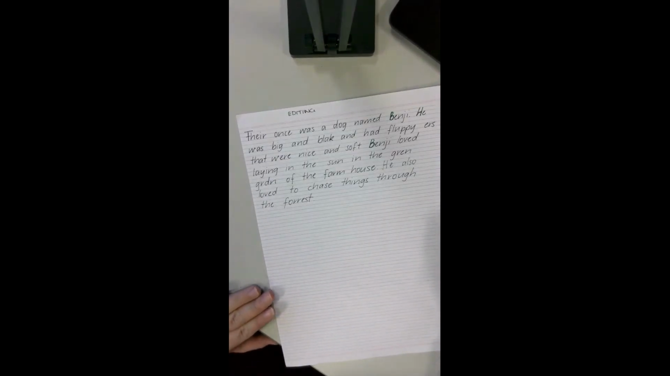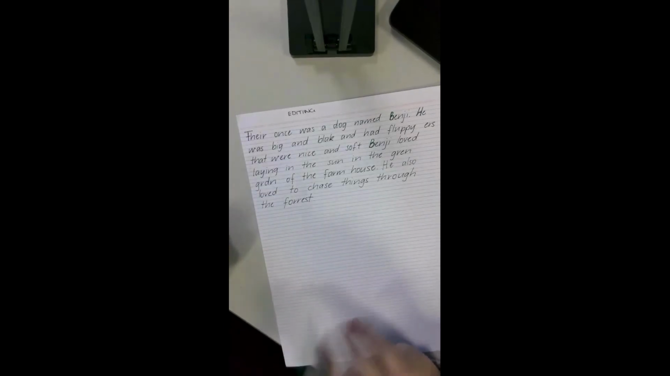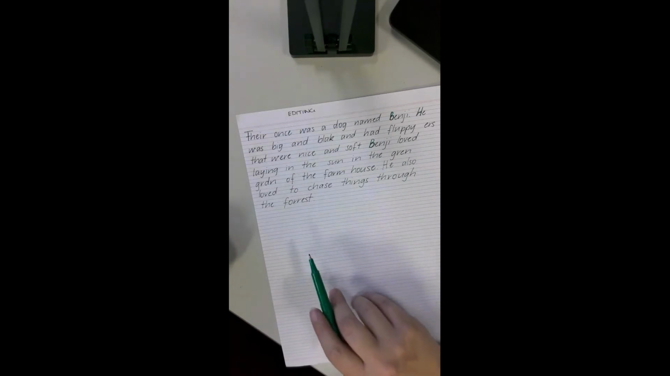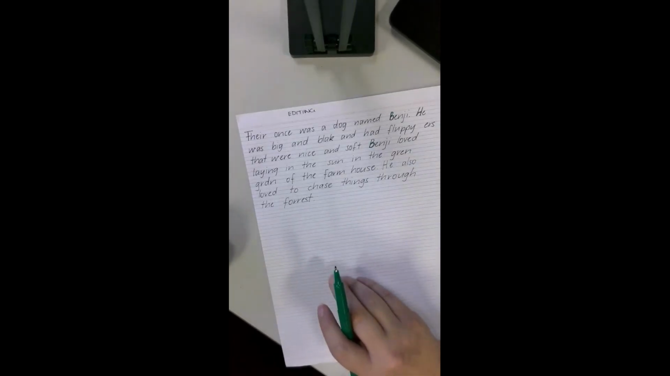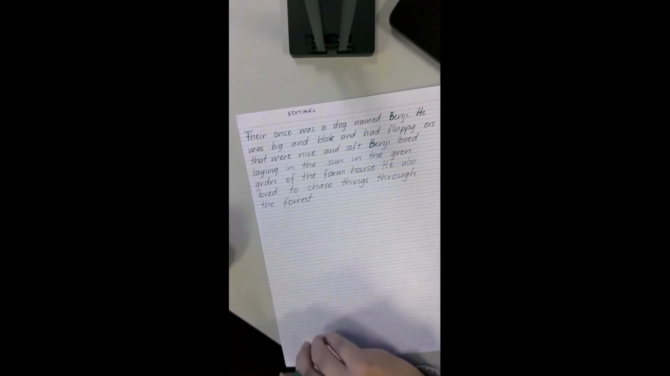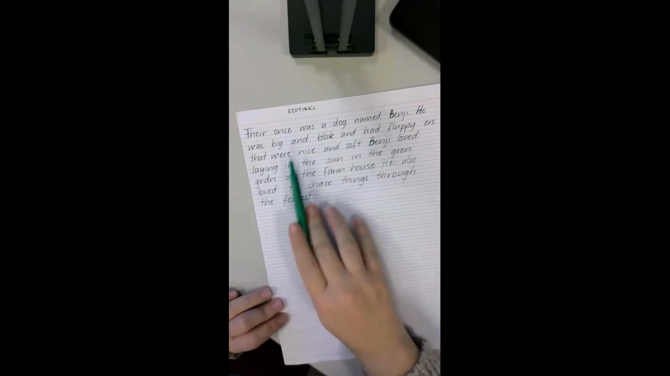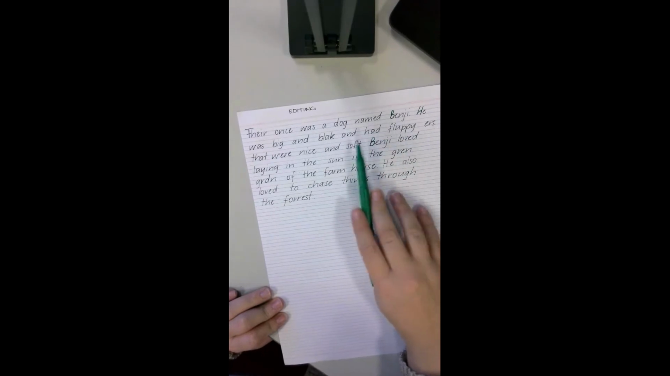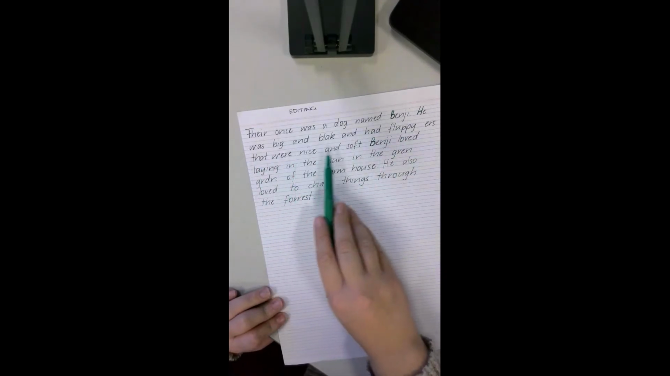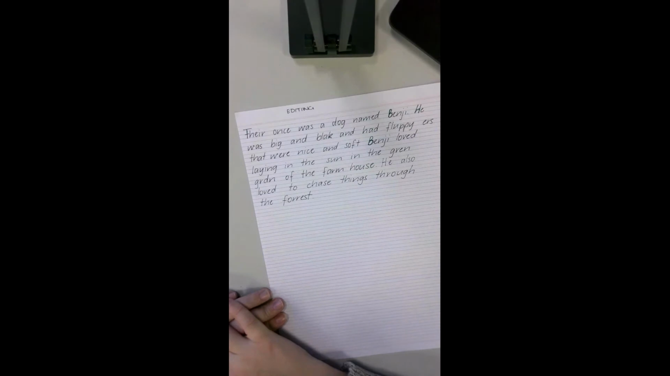Now, you may think that you've added in all your full stops, but you won't actually know until you have a go at reading, because you might decide that, oh, that sentence is far too long and I actually need to break it up into 2 sentences. So let's have a look. There once was a dog named Benji. Full stop. Good. He was big and black and had floppy ears that were nice and soft. Benji loved playing in the sun in the green garden of the farmhouse. That's far too long. That is a very big sentence. I think I need to break it up.